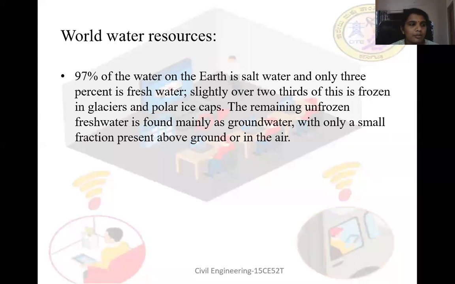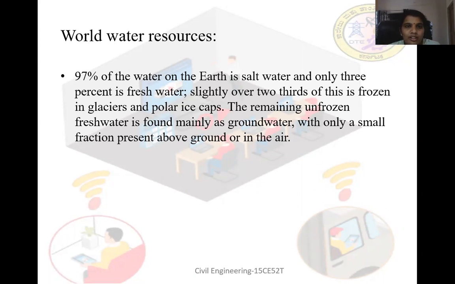Dear students, coming to session 2, the contents of session 2 are world, national and local water resources, irrigation and necessity of irrigation. Students, as we all know that water is a very natural, very valuable resource available on the earth, and it is our prime duty to conserve and preserve water resources.